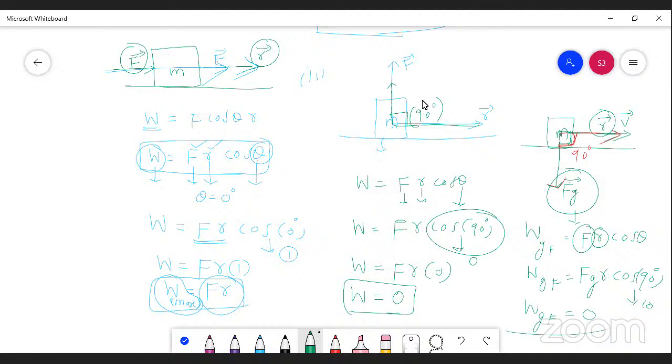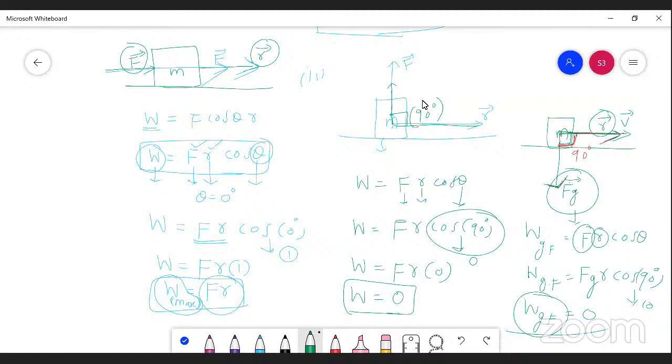Why is the work done by the gravitational force 0 here? Because the object displaces on the smooth horizontal surface along the horizontal direction, but the object experiences gravitational force in the vertically downward direction. The angle between the direction of displacement and the direction of gravitational force is a right angle. Then the work done by the gravitational force is 0. Okay, we completed this. Sometimes the work done by the force is maximum, and sometimes the work done by the force is 0.